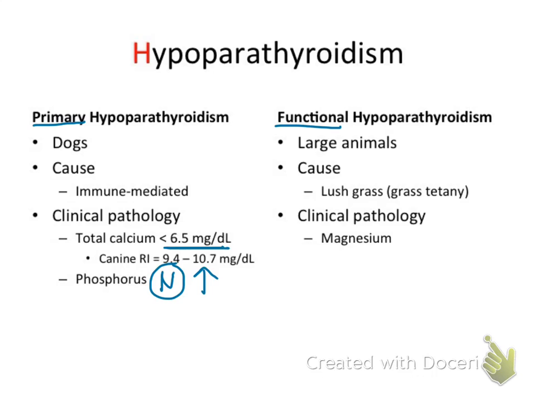Functional hypoparathyroidism occurs when the parathyroid tissue is present, but PTH is not being adequately released. Lush grass contains low concentrations of magnesium, and this results in hypomagnesemia in the patient. The hypomagnesemia causes decreased secretion of PTH from the parathyroid gland, and it decreases the activity of PTH in the tissues. As a result, the hypocalcemia can be severe, and neuromuscular signs may also be seen.